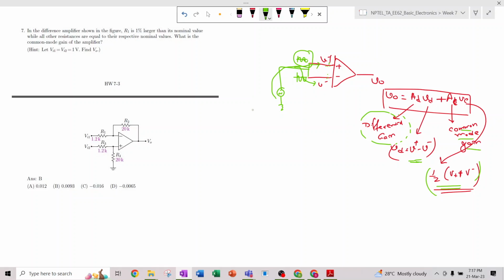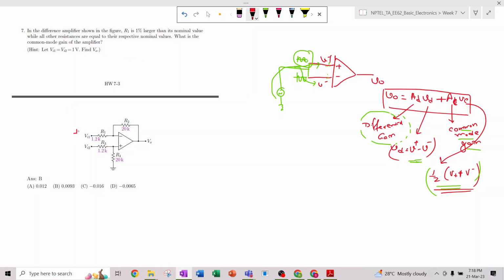Now, if in the differential amplifier shown in the figure R1 is 1% larger than its nominal value, while all other resistances are equal, what is the common mode gain of the amplifier? As I have already discussed, the common mode signal is half of V plus plus V minus. So whatever voltage we are applying, we can solve it like this.